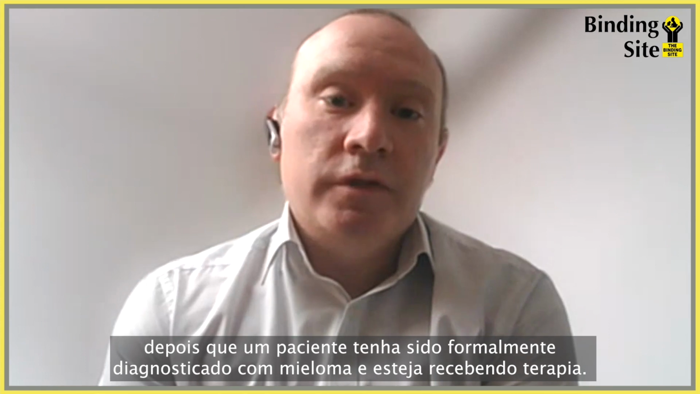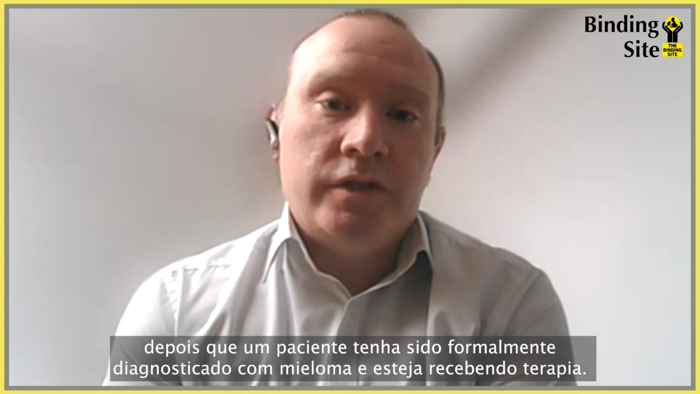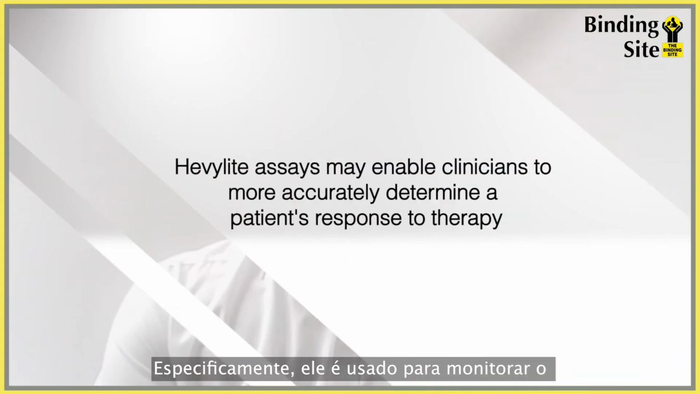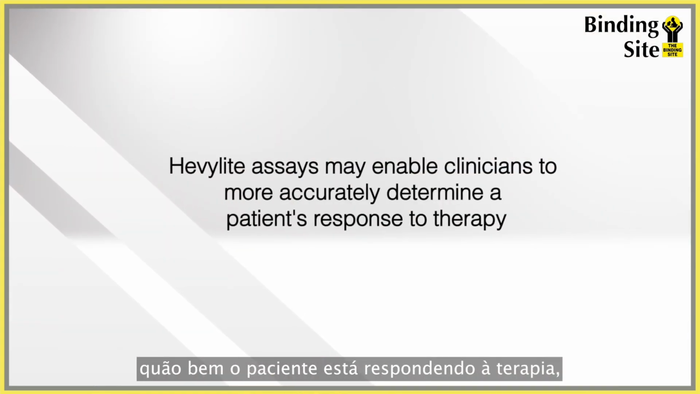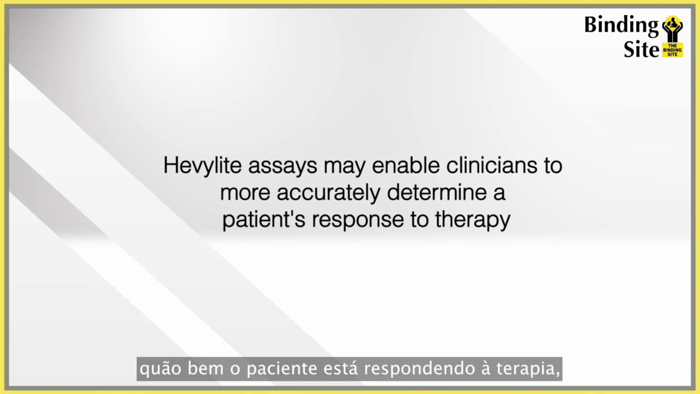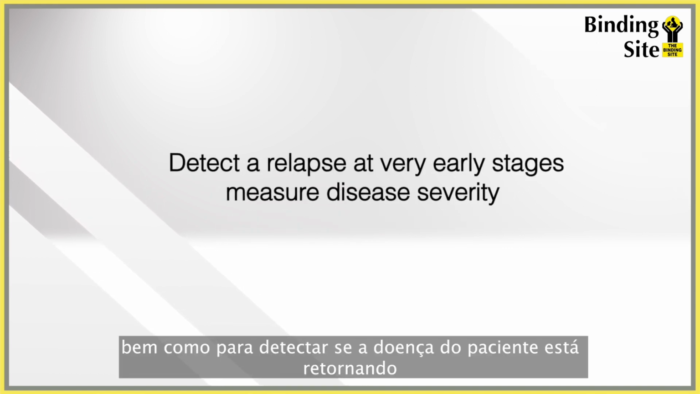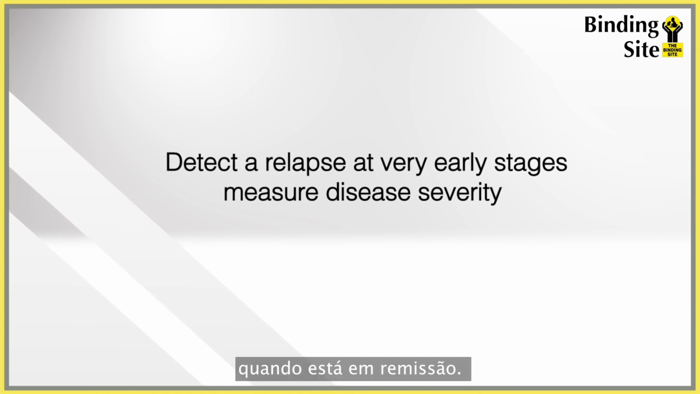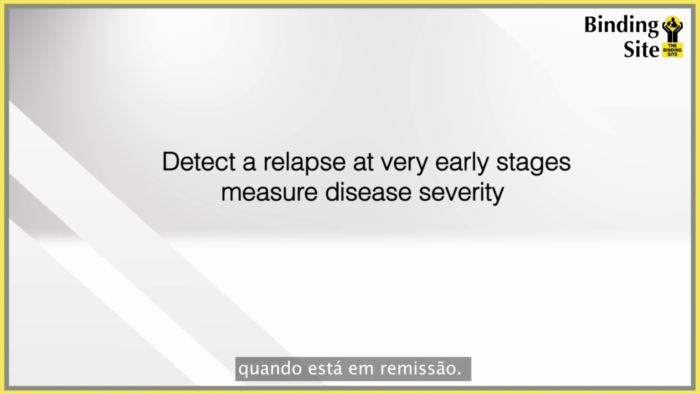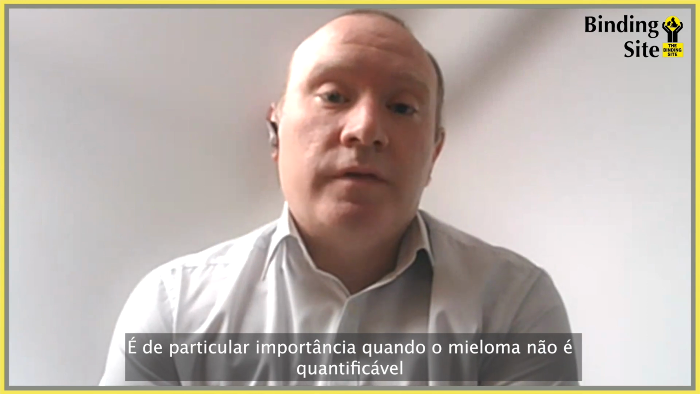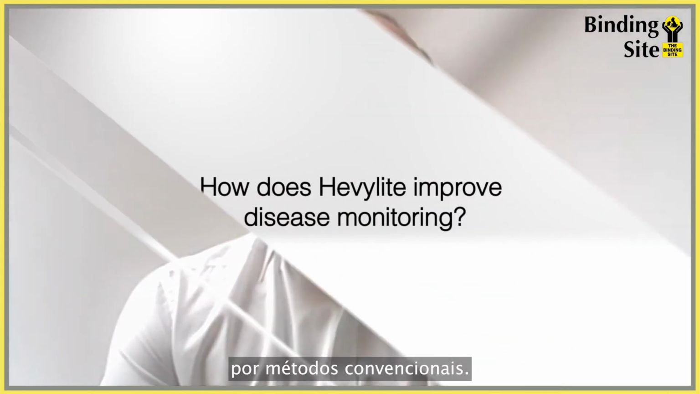Haematologists will use Hevylite once a patient has received a formal diagnosis of myeloma and is receiving therapy. Specifically, they use the assay to monitor how well or how badly a patient is responding to that therapy. They also use it to detect if a patient's disease is returning when they are in remission. Hevylite also has particular value when the myeloma cannot be quantified by conventional methods.